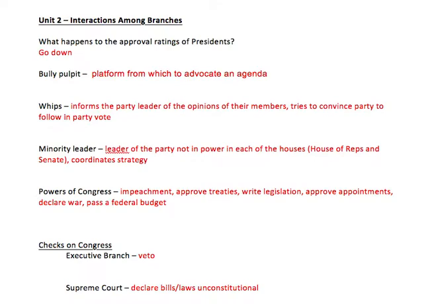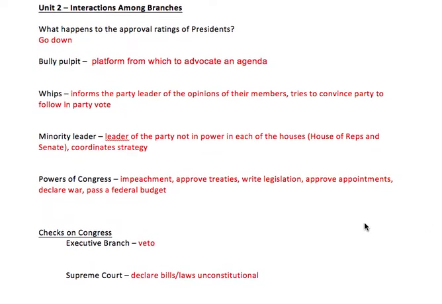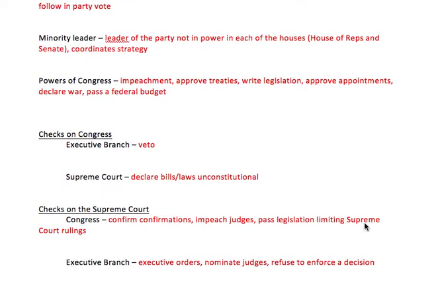Powers of Congress, some powers listed there: impeachment, approve treaties, write legislation, approve appointments, declare war, and one of the most important is to pass a federal budget.